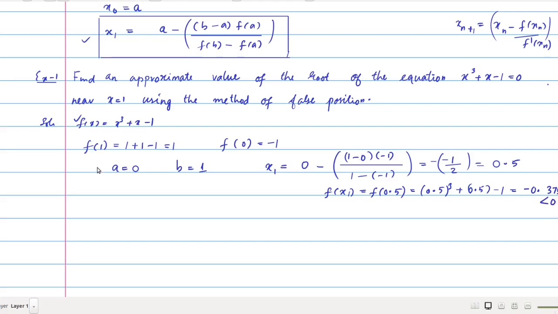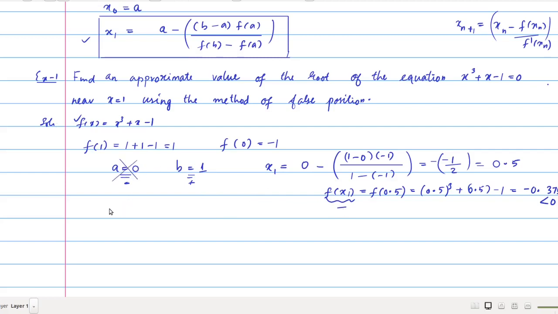We know that in this stage f of a is negative and f of b is positive. If you evaluate f of x1, you get a value less than 0, so f of x1 is negative. We need to choose 2 points from these 3 points a, b, x1 such that the values of f at these points are opposite. Since this is negative, we neglect this point in the next stage.